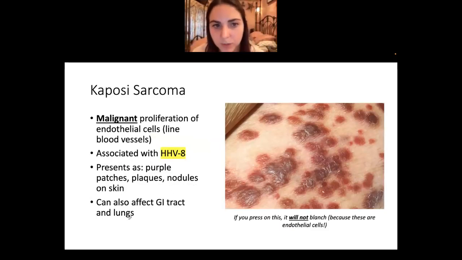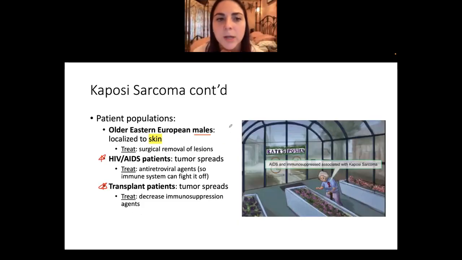But if you do get the Kaposi sarcoma for the Russian, the more location-based one, not the immunocompromised one, it can't go to the GI tract and it can't progress. It's going to stay localized to the skin. Because it stays localized to the skin, you can just surgically remove the lesions and then they're good to go.